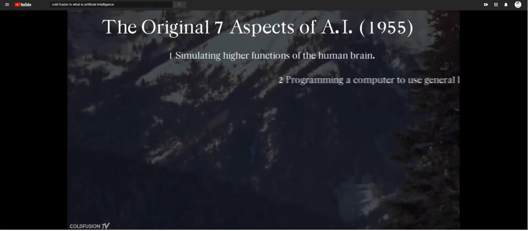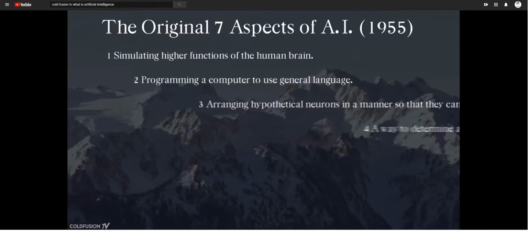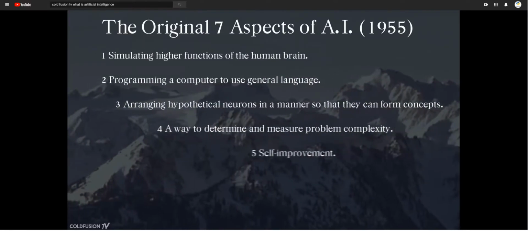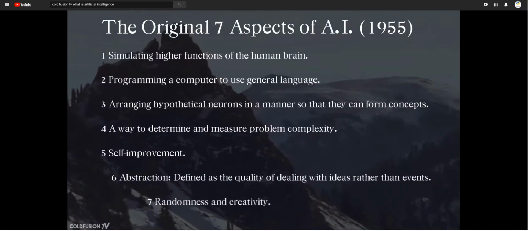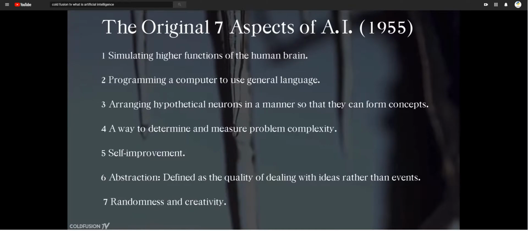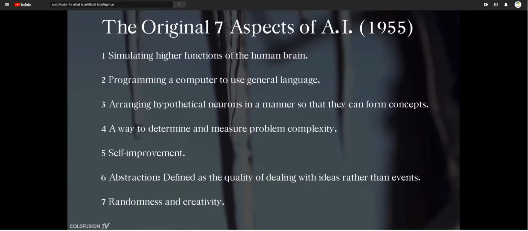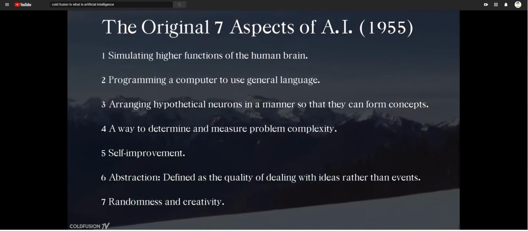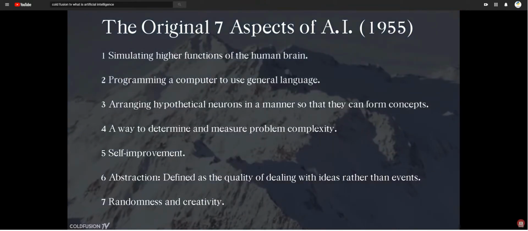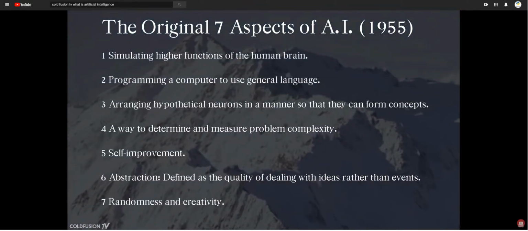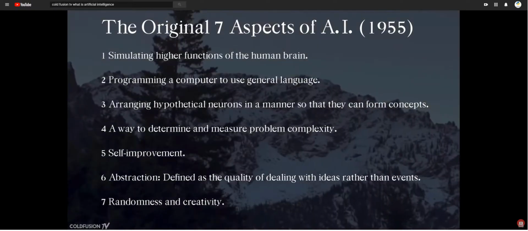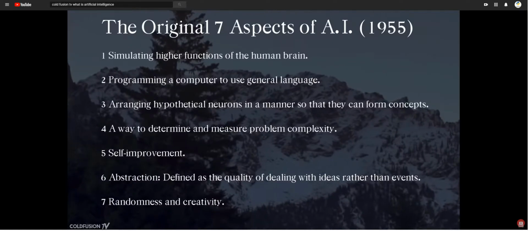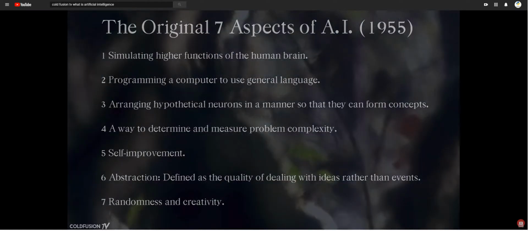1. Simulating higher functions of the human brain. 2. Programming a computer to use general language. 3. Arranging hypothetical neurons in a manner enabling them to form concepts. 4. A way to determine and measure problem complexity. 5. Self-improvement. 6. Abstraction, defined as the quality of dealing with ideas rather than events. 7. Randomness and creativity.